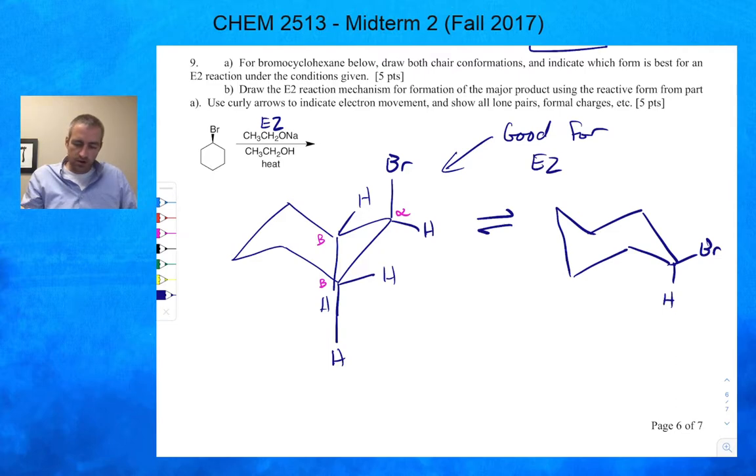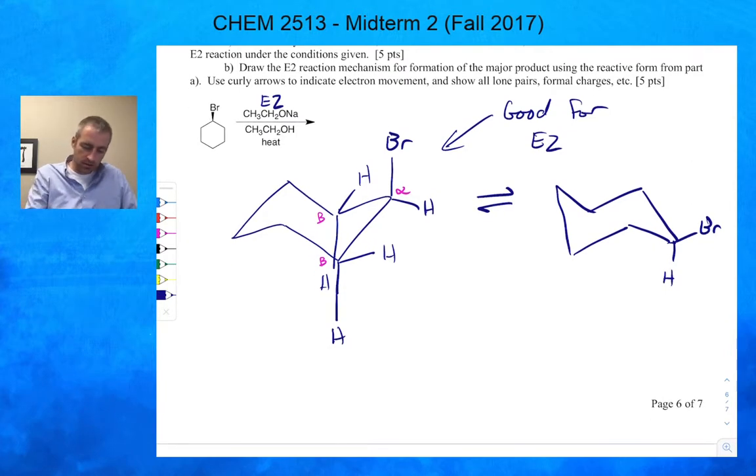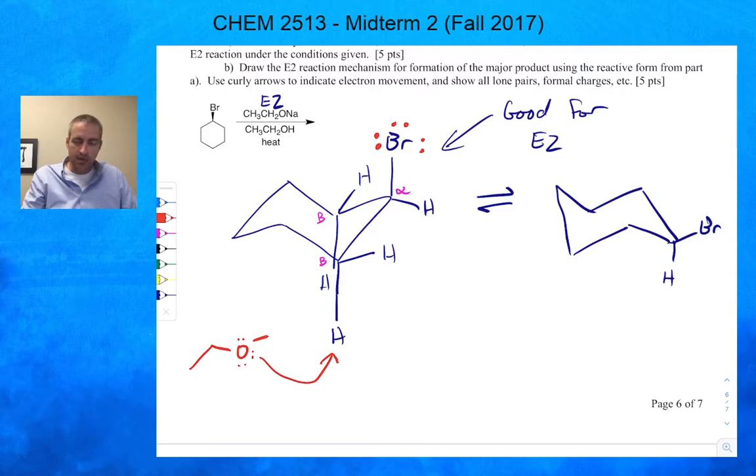B says draw the E2 reaction mechanism for formation of the major product using the reactive form from part A. Use curly arrows. Great, let's do that. It wants all the lone pairs, so let's put our lone pairs on bromine. Get red lone pairs this time. And we'll get our alkoxide from the first part, which is ethoxide, an ethyl group on there. And there we go. It's going to grab that beta hydrogen or the other beta hydrogen, doesn't matter. It has to be one of the axial ones, has to be anti to the leaving group. That goes there. Electron pairs go there.